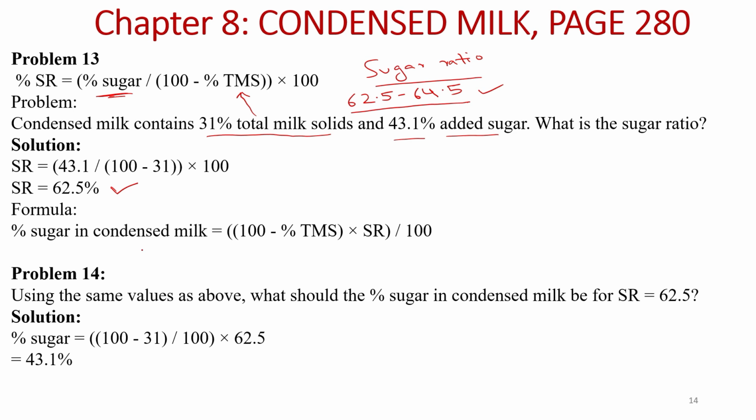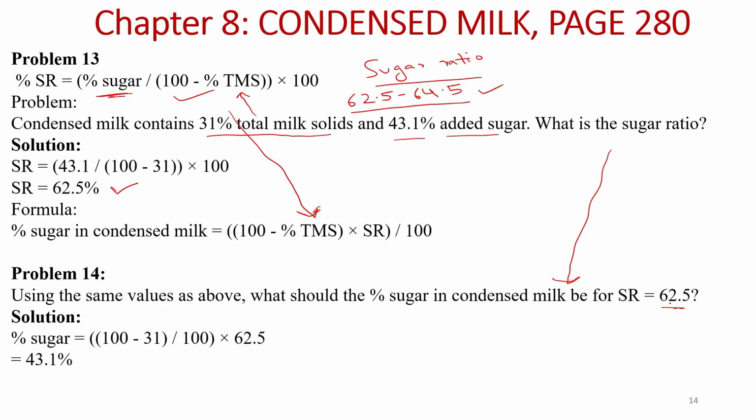So percentage sugar in condensed milk can be calculated from this formula, that is percentage sugar ratio into 100 minus TMS, divided by 100. So if you rearrange this formula, we can have this formula also. Now another question is, using the same values as above, what should the percentage sugar in condensed milk be for sugar ratio 62.5? Now these two numericals are the same, except here we are given sugar ratio and we have to calculate percentage sugar, and it should come to 43.1 as in the first numerical.